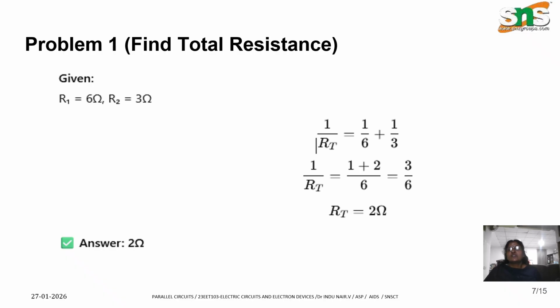Given R1 is equal to 6 ohms, R2 is equal to 3 ohms. So 1 by R equivalent, or R total, is 1 by R1 plus 1 by R2. Hence 1 by R total is equal to 1 by 6 plus 1 by 3. So 1 by R is equal to 3 by 6. So R total or R equivalent is 2 ohms.